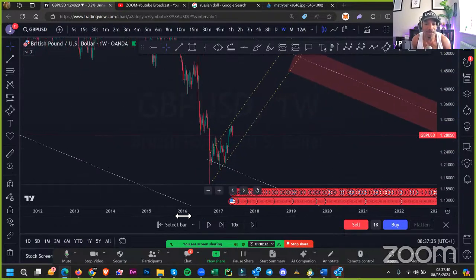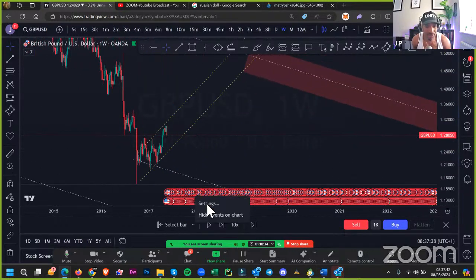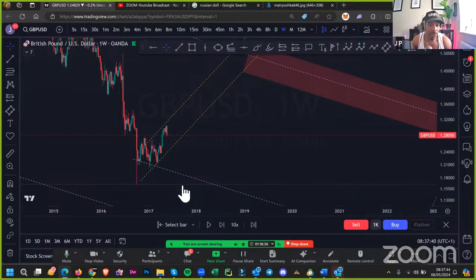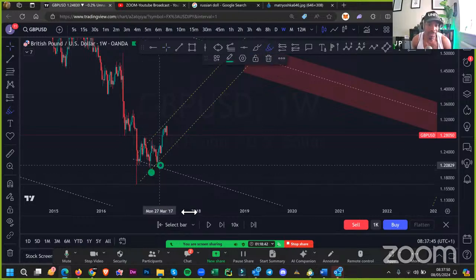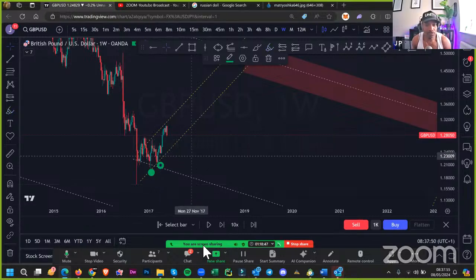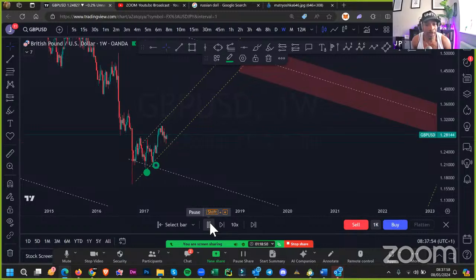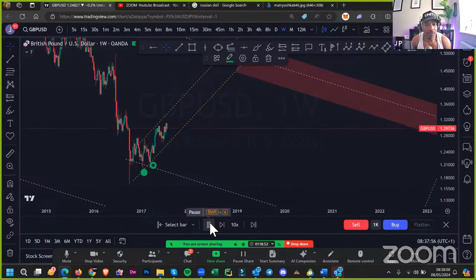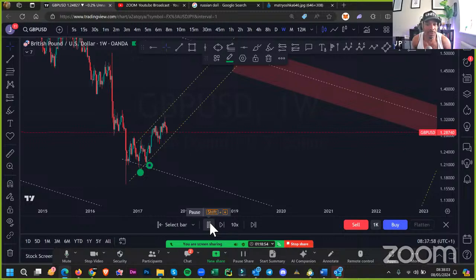I don't know if I can hide this news stuff. Hide events. There you go. So in this instance, I touched this data point and this data point, and then I just pulled out a parallel line touching the top end, where I can see it. Now let's hit play. We're hitting play. Now, the one thing I will explain to you is this.